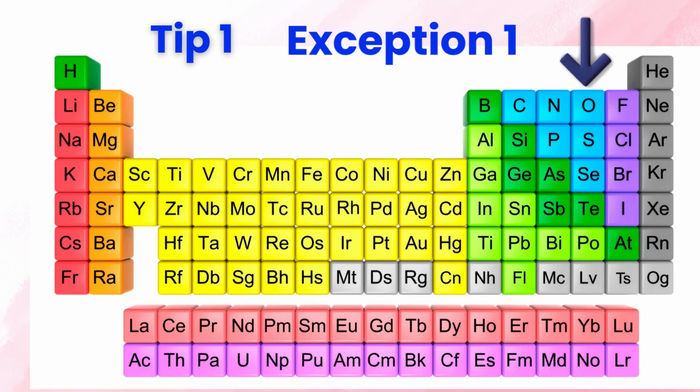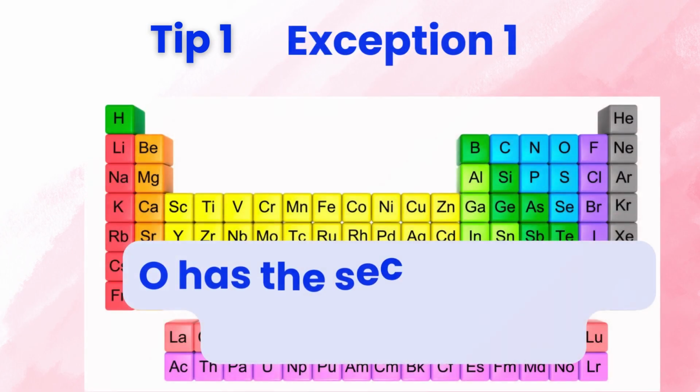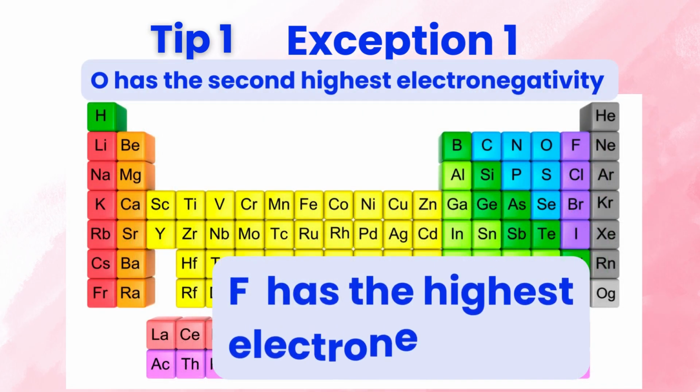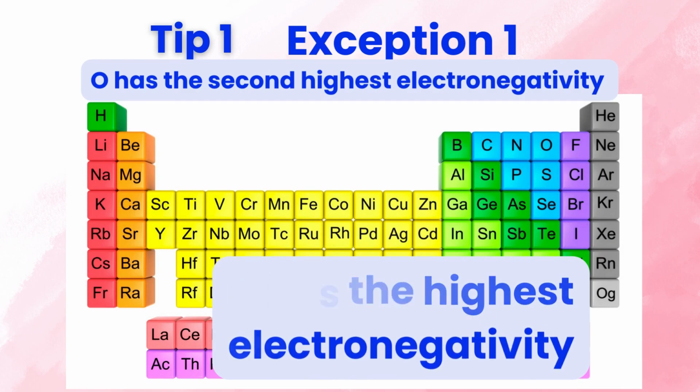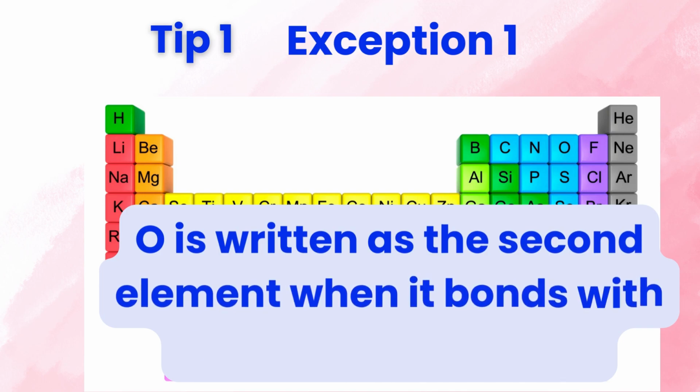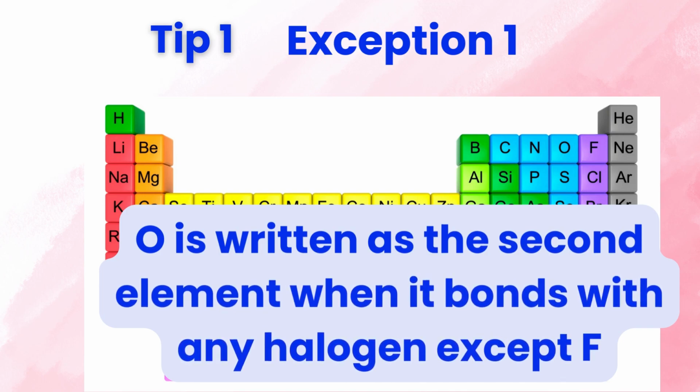Exception 1. Even though oxygen is positioned to the left of the halogens, oxygen has the second highest electronegativity, next to that of fluorine, which has the highest electronegativity. So oxygen is written as the second element when it bonds with any halogen except fluorine.